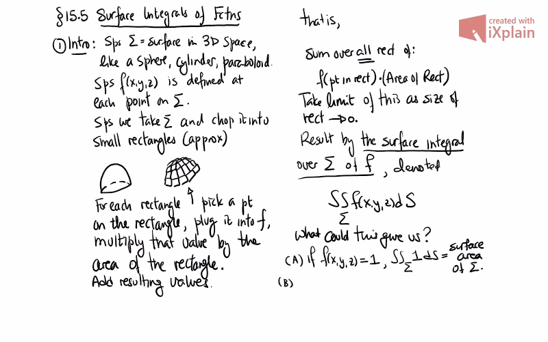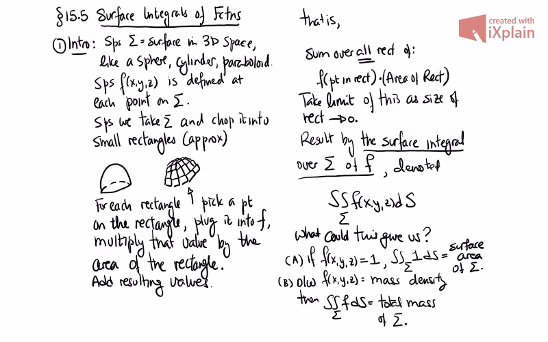And the second example: if f is density, say mass density, then if we integrate f, we get the total mass of sigma. This doesn't have to be mass density. It could be, for example, electrical charge density, another good one. When you find this integral, you're finding the total of that quantity over the entire region. So if that's the case, how do we evaluate this thing?